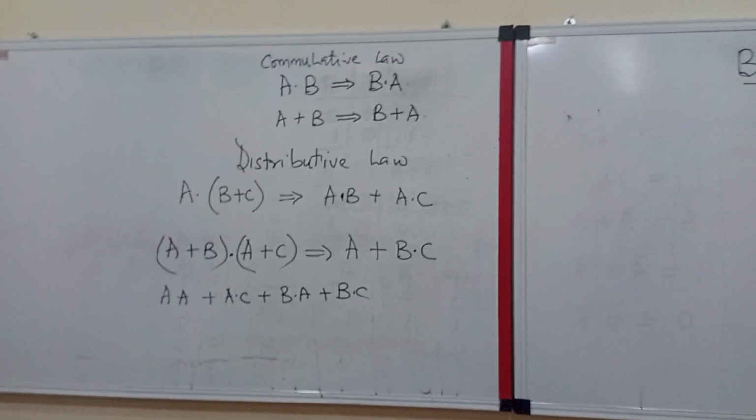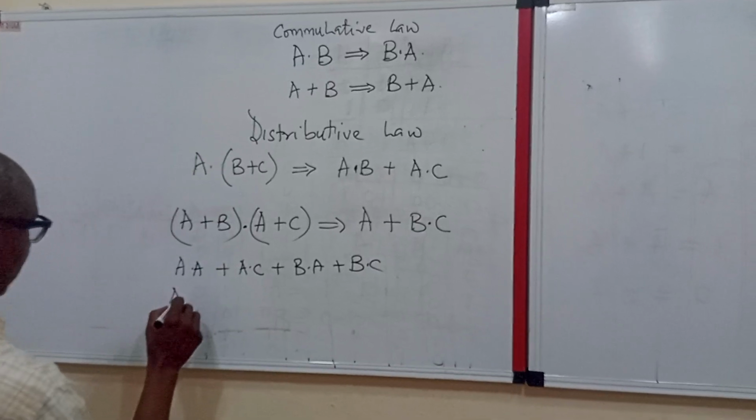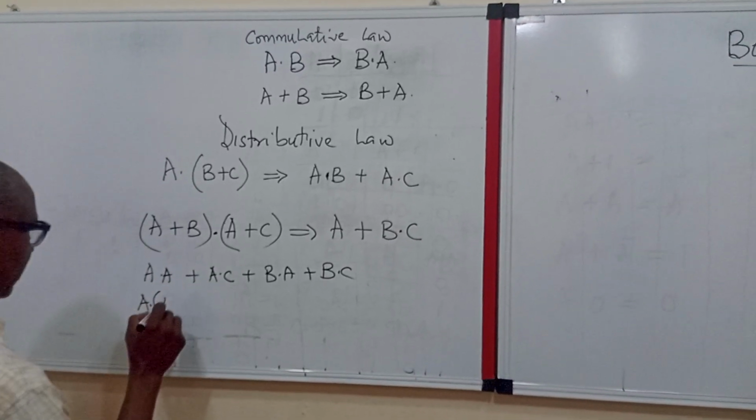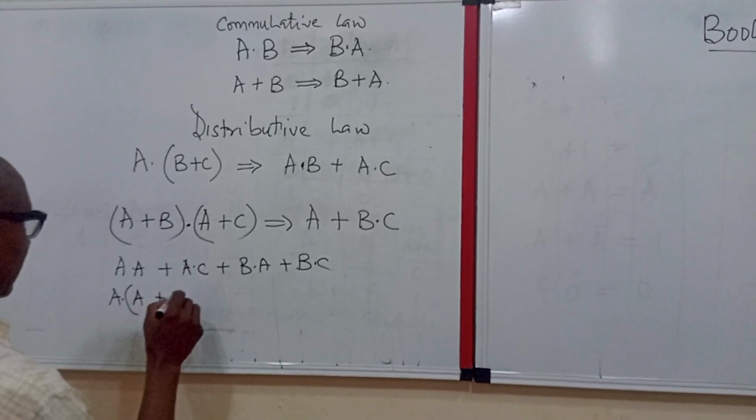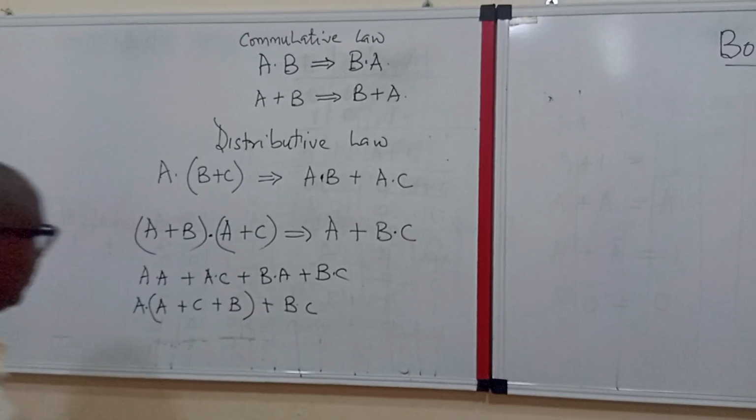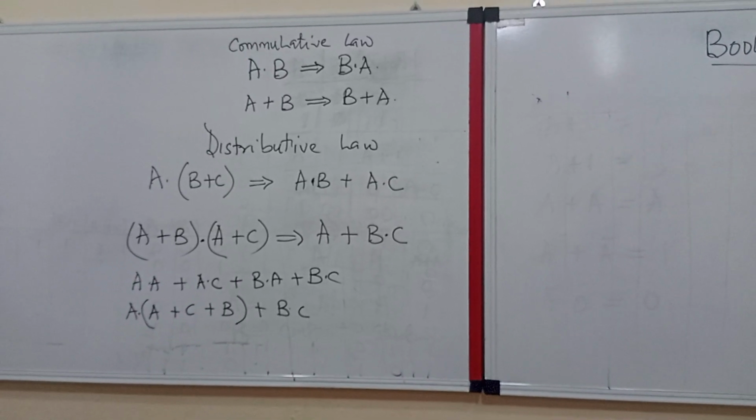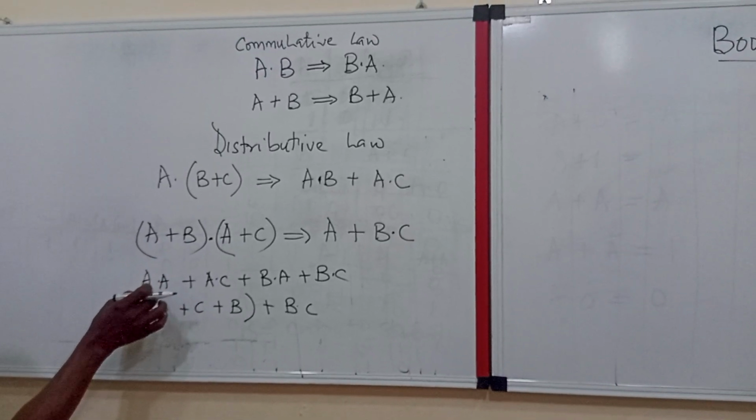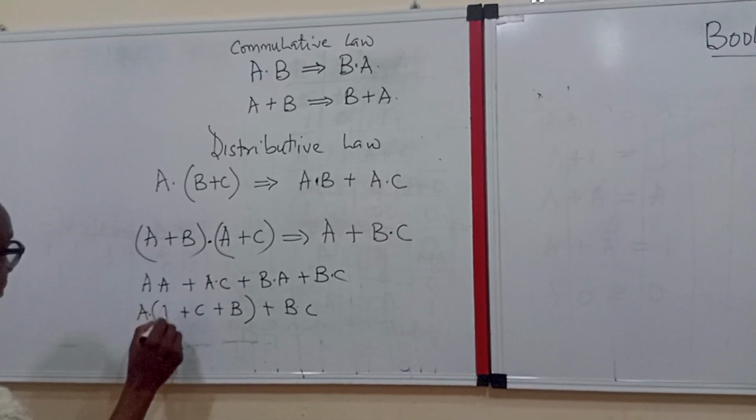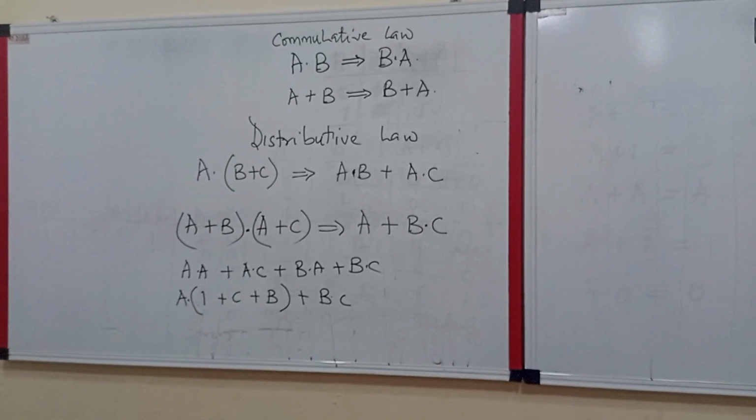Now, if you look at that, you will see that these three terms have a common factor, A. If we bring out the common factor, we get A dot (A plus C plus B) plus B dot C. And A dot A is A, so we can just say 1. So we now have 1 here from our assumptions and the first set of things that we proved there.